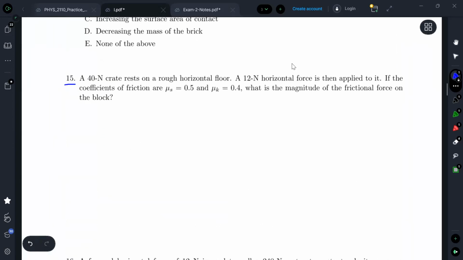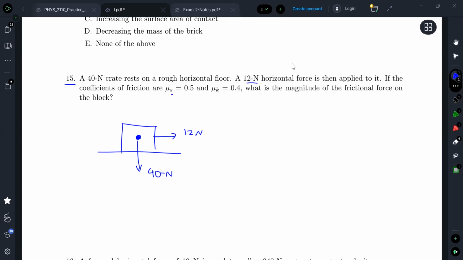So this one's pretty quick. A 40 Newton crate, that's its weight, 40 Newtons. That's what it's telling us, gravitational force. A 12 Newton horizontal force is then applied to it. Whether we draw that as a push or a pull doesn't matter. I draw it as a pull because that's going to look more like our free body diagram that we draw in a second.